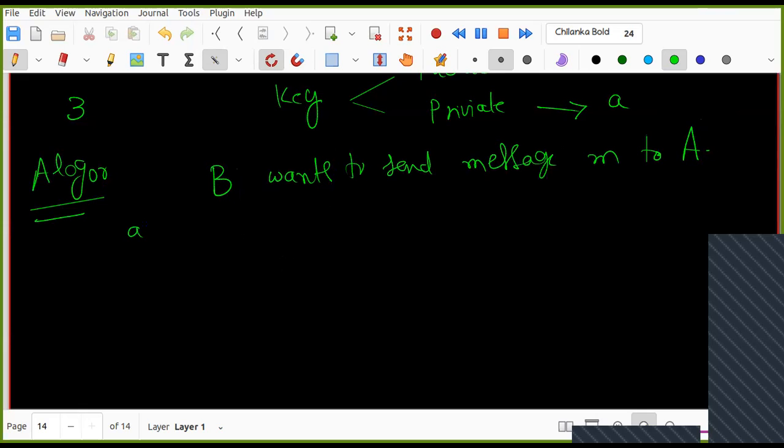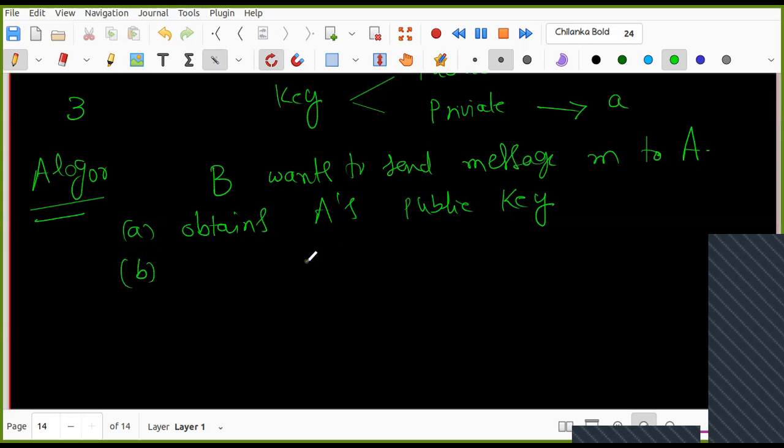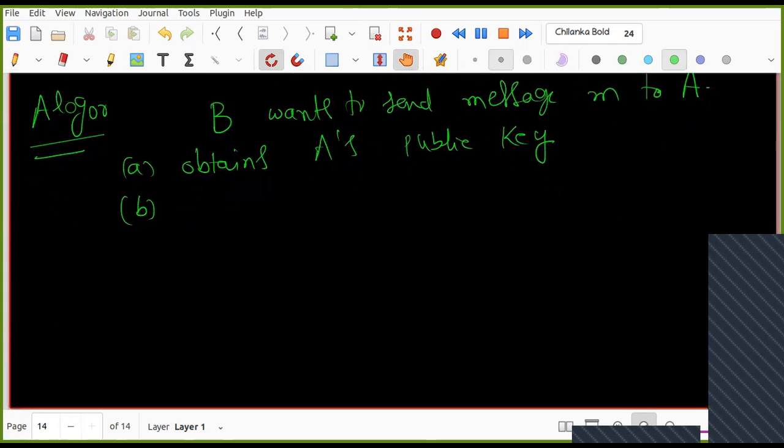As usual, what is the first step? Obtain A's public key. First he will look up A's public key. What is A's public key? Recall, every time. It is P, alpha, and alpha to the power A. Yes, like that. If you revise things, it becomes easy for us, right?